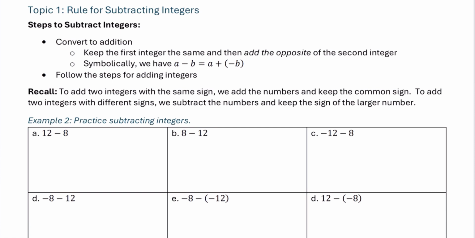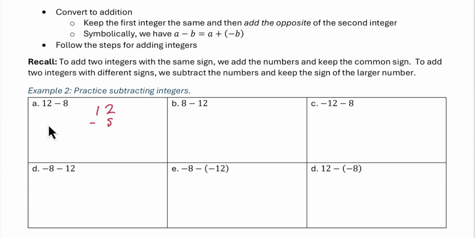In this video, we'll look at subtracting integers. To do this, we will essentially convert to addition and then use the rules for addition of integers. We keep the first integer the same, and then we add the opposite of the second integer. Symbolically, a minus b, we would change to a plus negative b. And then we follow the rules for adding integers.